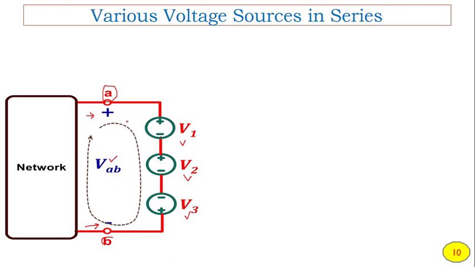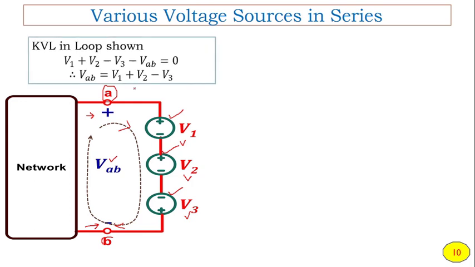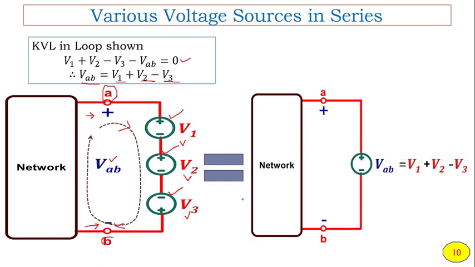If we start from here, we get plus V1 plus V2 minus V3 and then minus VAB, and that should be equal to 0. Now rearranging the terms, we get the voltage between terminals A and B equal to V1 plus V2 minus V3. These voltage sources can all be replaced by a single equivalent voltage source like this. Now here these two figures are equivalent.